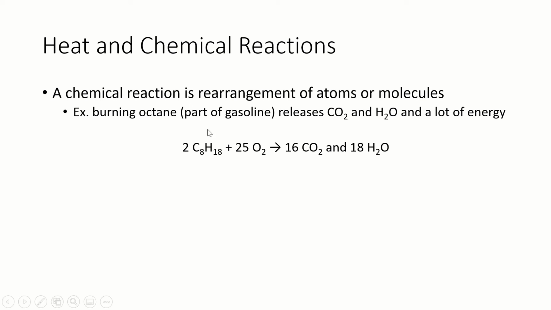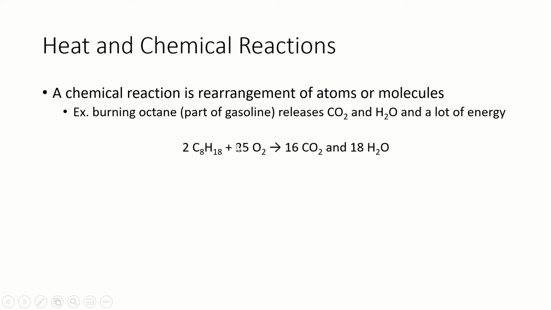For example, burning octane. Octane is the main thing in gasoline that burns. And when you burn octane by combining it with oxygen, it produces carbon dioxide and water and a ton of energy. So this is octane. Its chemical symbol is C8H18. So it's 8 carbon atoms surrounded by 18 hydrogen atoms. We need 2 molecules of that, so that's what that 2 is for.